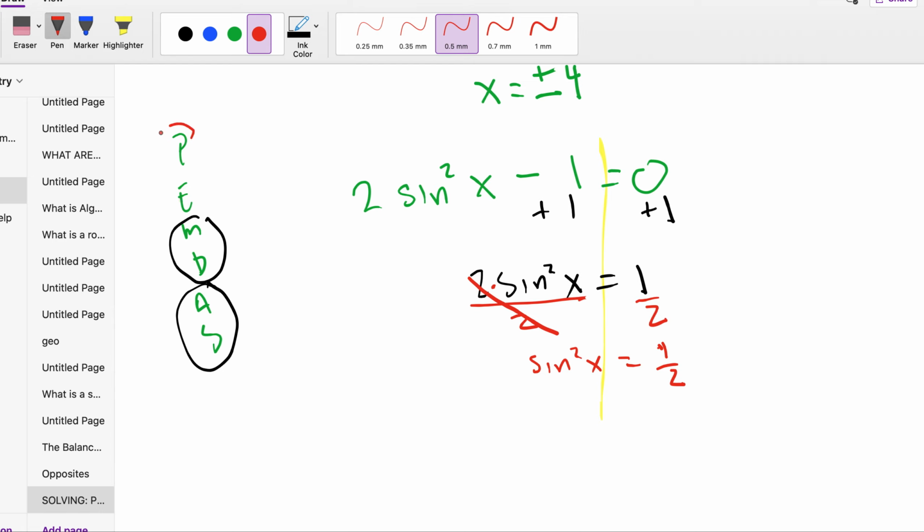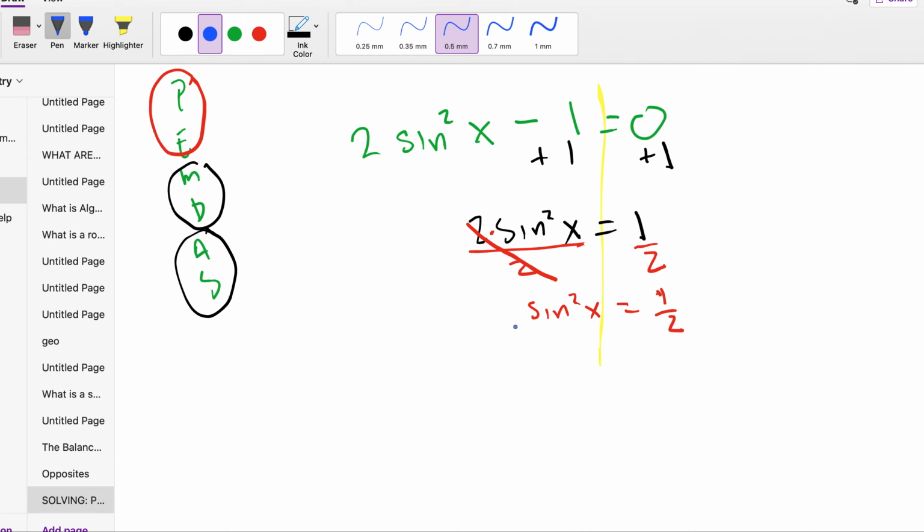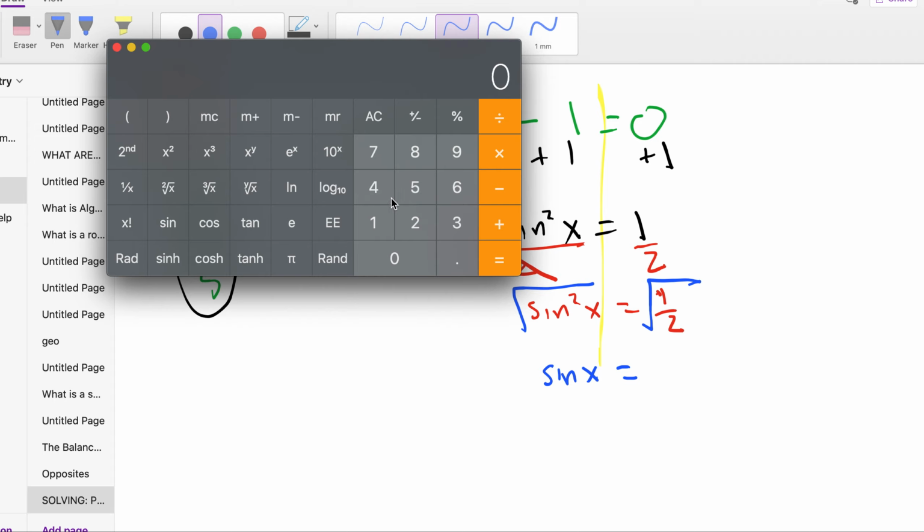Next I have parentheses, or an exponent, and we have the exponent, sine squared. So we're going to do the opposite of squared. We're going to square root both sides. And so we have sine of x equals the square root of 1/2. And I will use a calculator for that, because getting into the square roots will be a whole other lesson. So I'll take 1/2, 1 divided by 2.